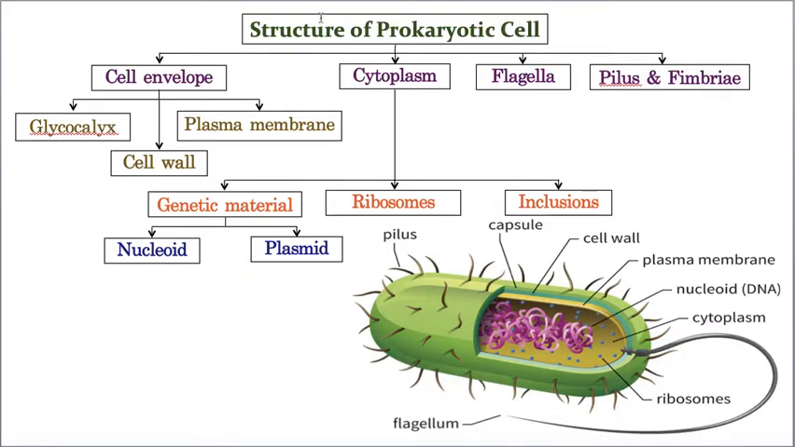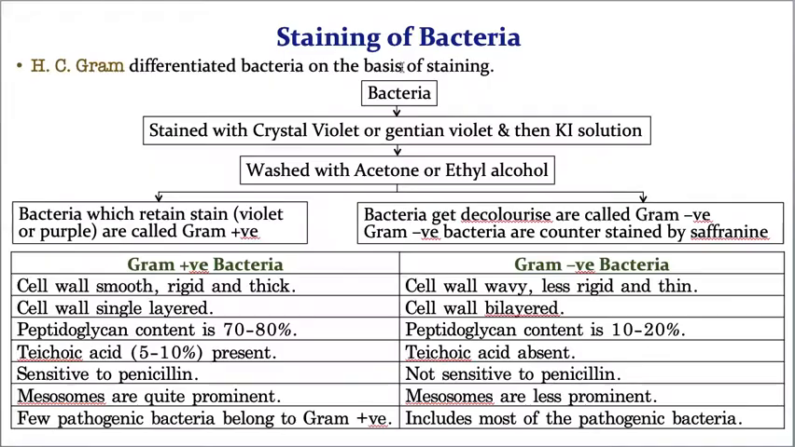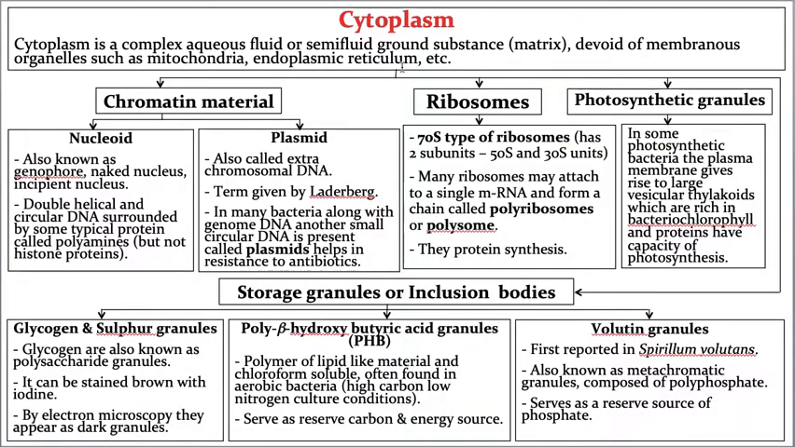Now we are going to the second part, that is nothing but the cytoplasm. Inside the cell you can see a complex aqueous fluid, a semi-fluid ground substance, that is called the cytoplasm. It's just a fluid inside the cell. It is filled up with a fluid, and that aqueous fluid is what we call the cytoplasm.